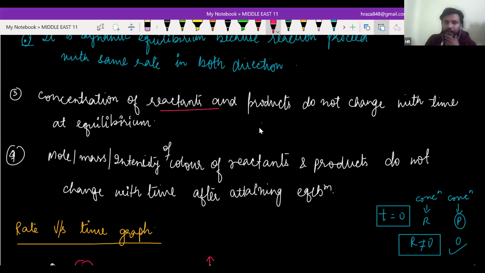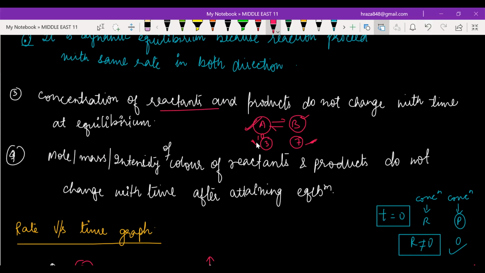That means I am telling you that A is converting into B. A is the reactant and it is converting into B. After some time, the concentration of A or B, just suppose it was initially 10, after some time it is 3 and 7. Now at this time you will see there is no change with time. That means concentration of A and concentration of B is now constant. This time represents equilibrium. Is that clear, Saif? This value does not change with time.